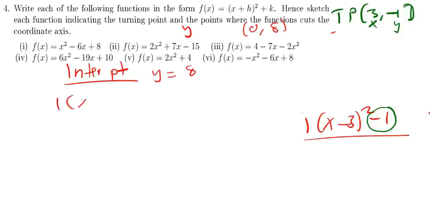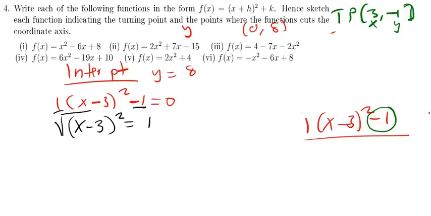Then, when you're trying to find x, 1 open brackets x minus 3 squared minus 1 equals 0. Then you have to solve for x. Shift this to the other side. Forget about 1, it's not going to affect anything unless it was negative. So x minus 3 squared should be equal to 1. Now I want to find the value of x. I can square root both sides, and once I do that, I have to put plus or minus. So x minus 3 is equal to plus or minus the square root of 1, which is 1.